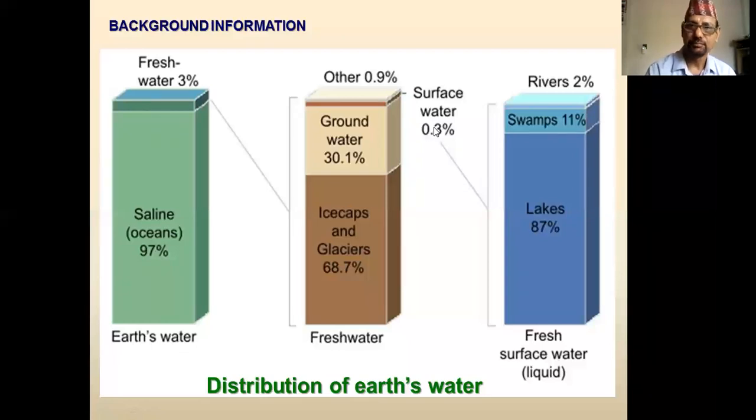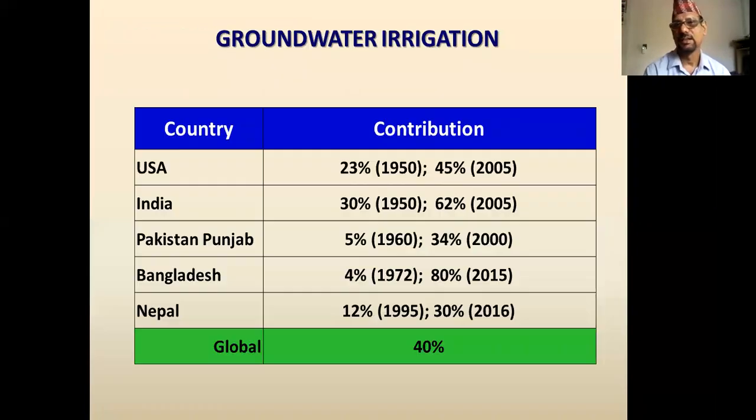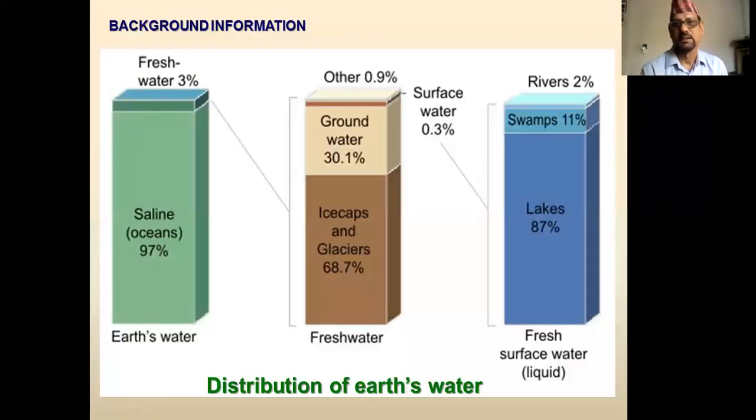And if we further break down the surface water, then rivers account for 2%, swamps 11%, lakes 87%. So this figure, I think, gives us some concept of how important the groundwater resource is with respect to drinking, irrigation, or any other purpose that we require or that society demands.